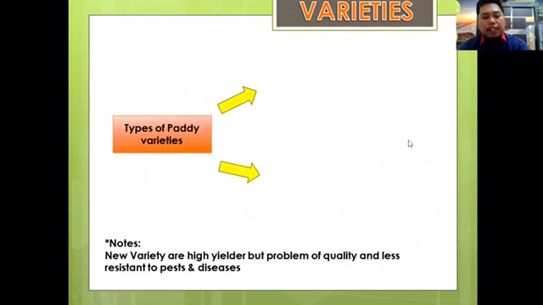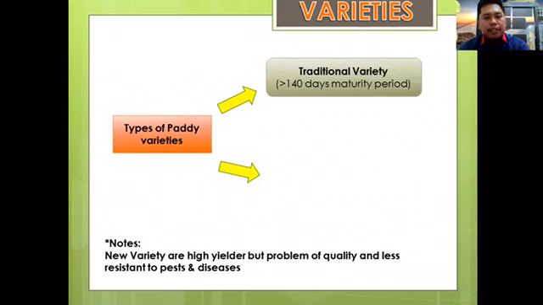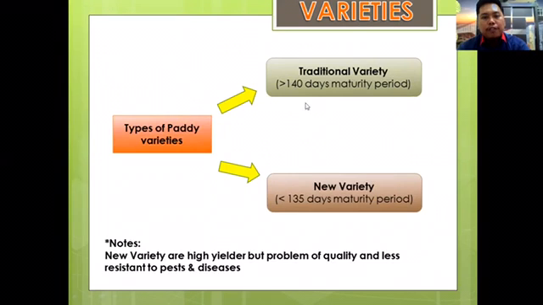In Malaysia, there are two types of paddy varieties. First, traditional varieties, and second, new varieties. The difference between the varieties is the maturity period. In traditional varieties, the maturity period is more than 140 days, and the new variety is less than 135 days. The new varieties are high yielding, but have problems of quality and are less resistant to pests and diseases compared to the traditional varieties.